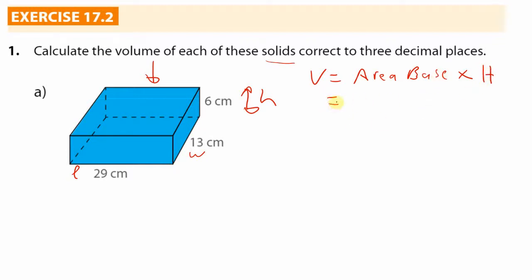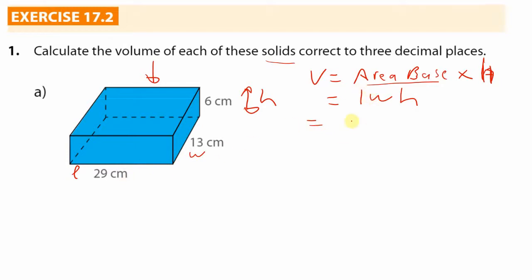So volume is therefore equal to length times width. That's the area of the base, and then we still have to multiply by the height. Okay, this is actually small h, big H we use when we have a triangular prism. So now it's a simple matter of substituting.